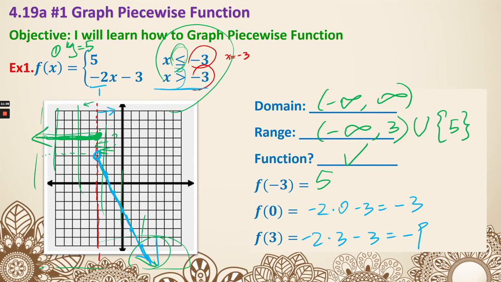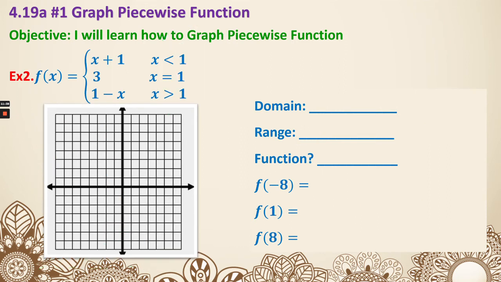Next, example 2. This time, I have x is less than 1, x equal to 1, and x is greater than 1. All of them have the endpoint 1. So that means I do have a line to draw at x equals 1, right there. So at least I can still know my graph is mainly to the left of it or to the right of it. That's kind of the parts.